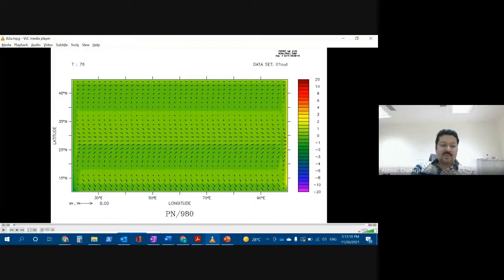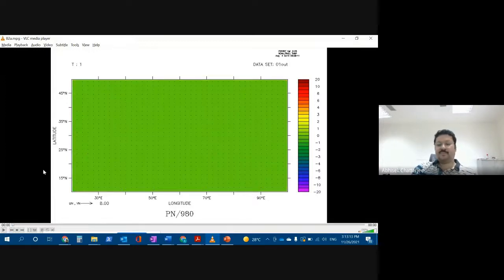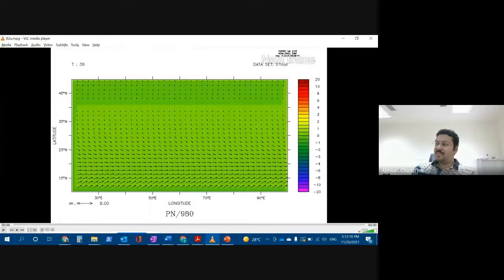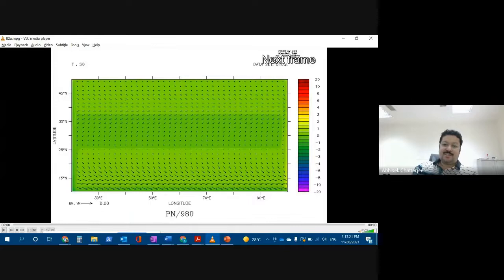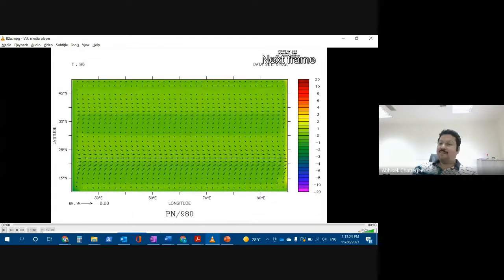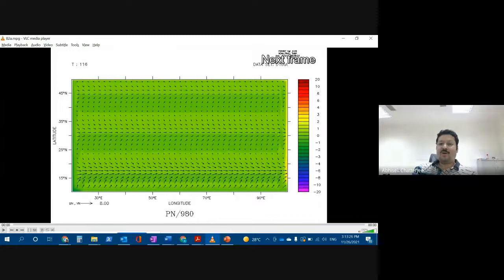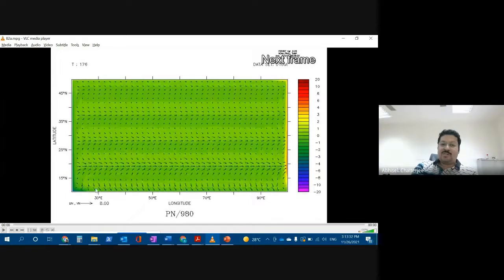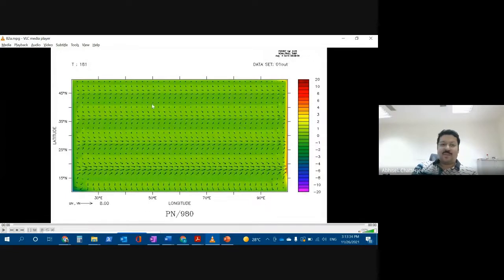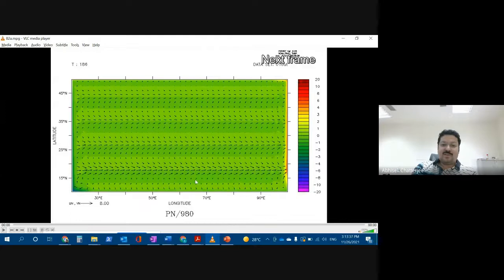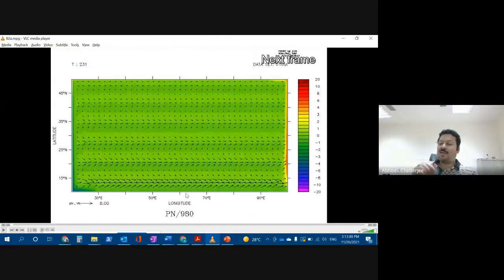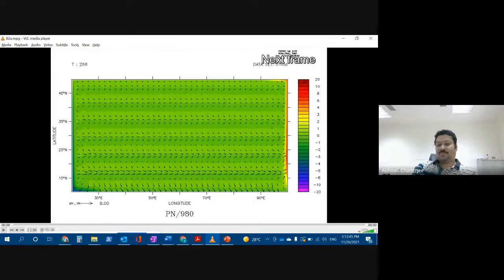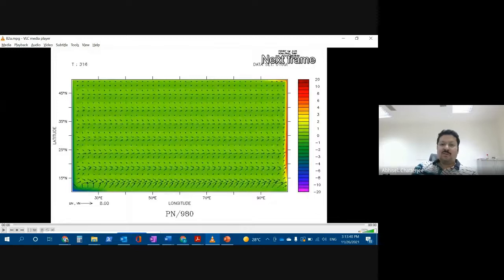So again, it started from rest, and then slowly the wind starts, but now f is changing with the latitude. Now you will see a very surprisingly different pattern. Not all vectors are of the same size. The vectors towards the equator, somewhere here, and this is the subtropics, are larger than the vectors that are away from the equator, isn't it?